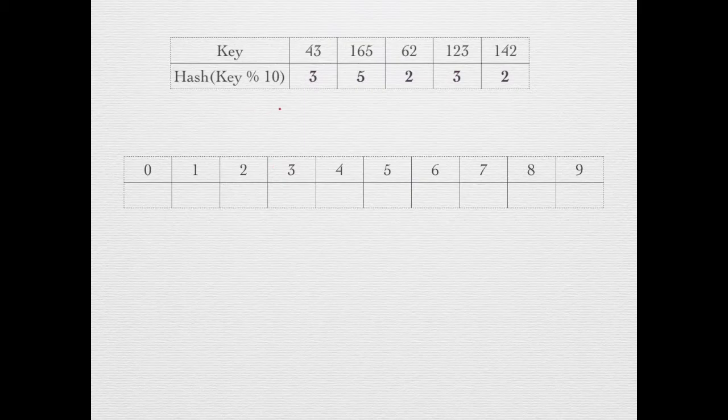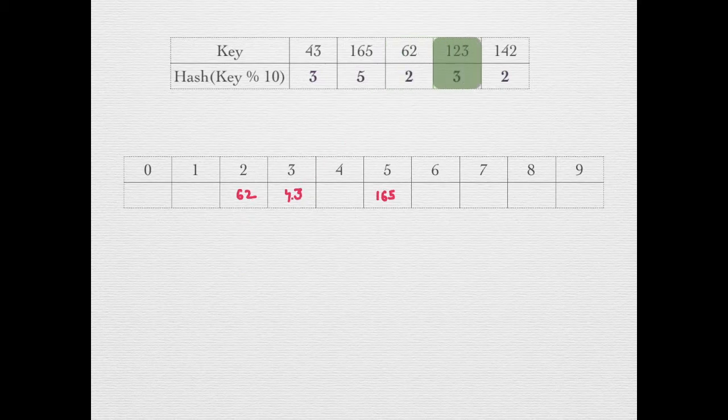We'll now insert these keys in the hash table. So we'll start with the first number 43. Hash value is 3, so we go to index 3, and since this location is empty, we insert the value 43 here. Next is 165. Hash value is 5. This location is empty, so we insert 165. Next is 62 with hash value 2, so we insert 62 at this location.